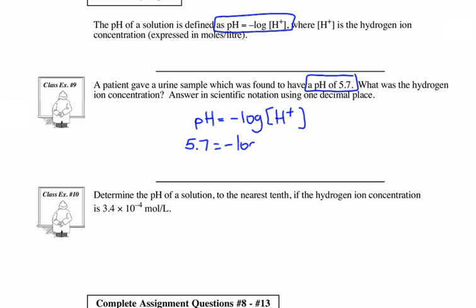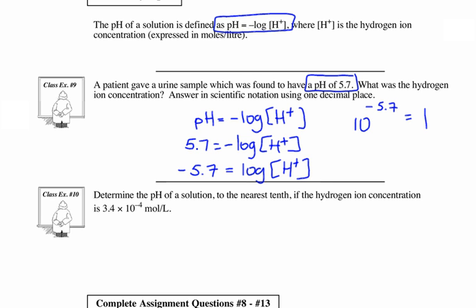Okay, so if we want to solve for a hydrogen concentration, what's the first thing that's wrong with this? Can't have anything in front of our log. So how do we get rid of it? Divide both sides by a negative. So just bring it to the other side. Okay, if you're looking for the inside of our log, what do we have to do? Change it to exponential form. What's the base here? 10 to the power of negative 5.7 equals our hydrogen ion concentration. So you should have 2.0 times 10 to the negative 6 when you type that in.